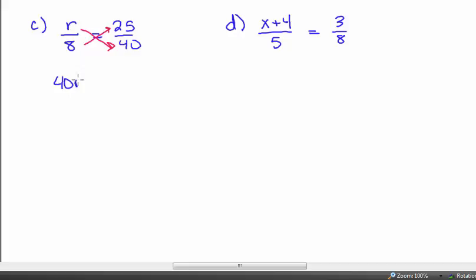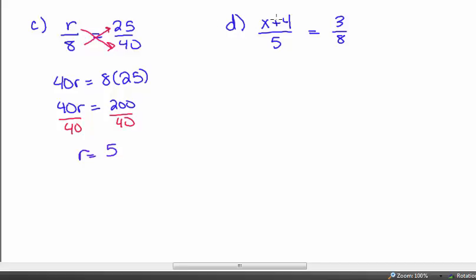And I get 40r is equal to 8 times 25. So 40r is equal to 200. Divide both sides by 40. And r is going to be equal to 5.